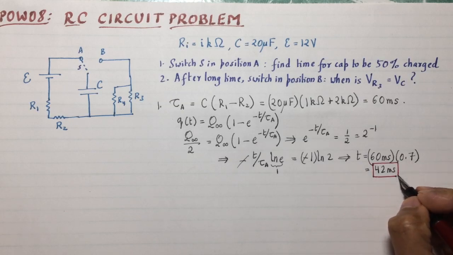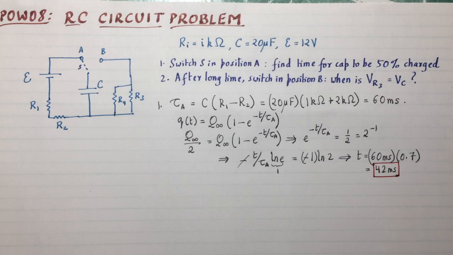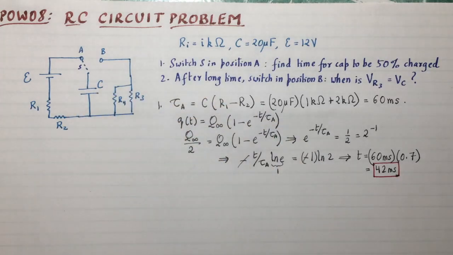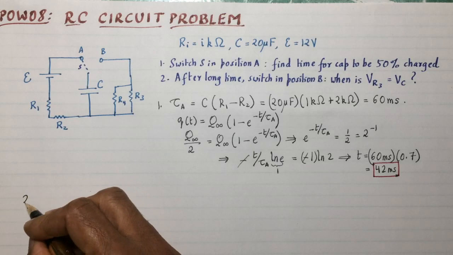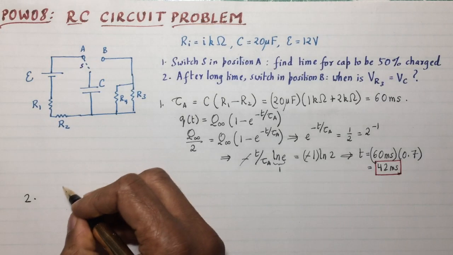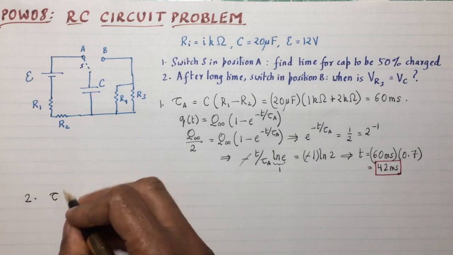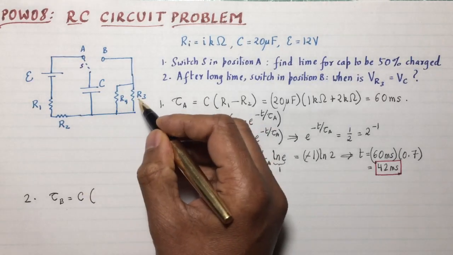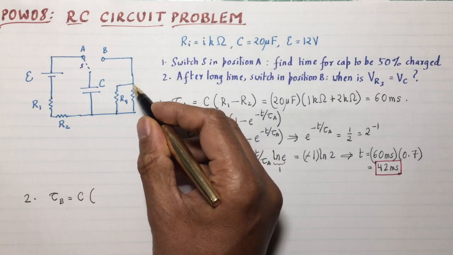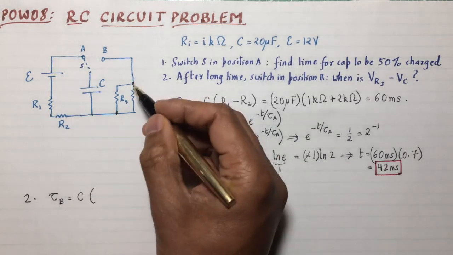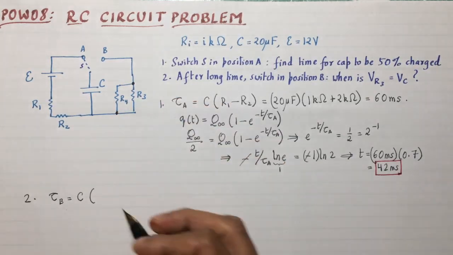The capacitor gets charged in about 42 milliseconds to 50% of its value. Now a long time elapses, and then the switch is thrown to position B. You now have a discharge circuit. First of all, let's find the time constant for position B. That's going to have a capacitor with two resistors in parallel, because these two are in parallel. They have the same node there and the same node here. So the same voltage occurs across both R4 and R3.